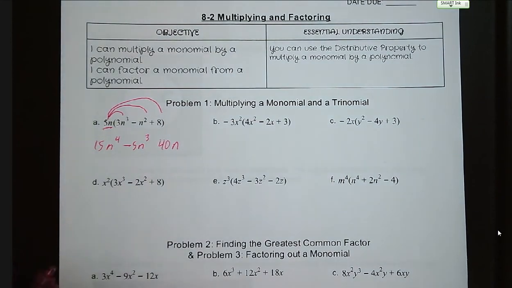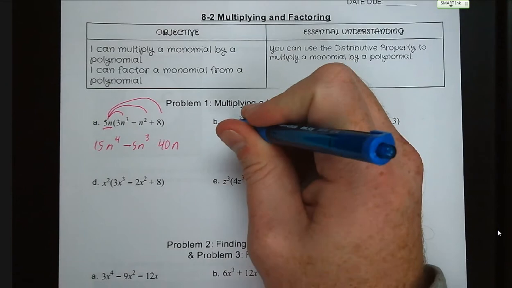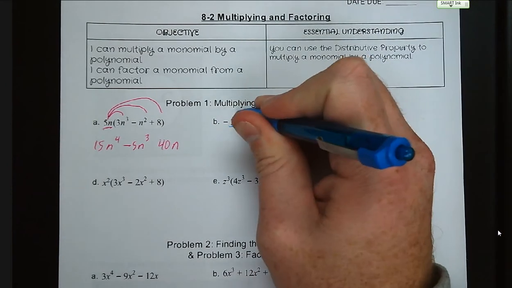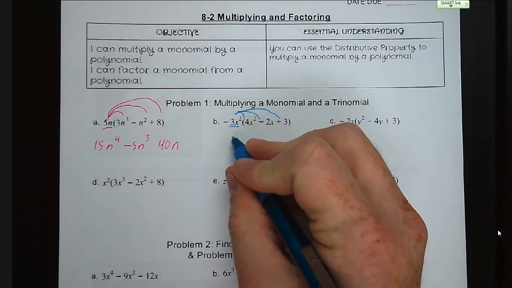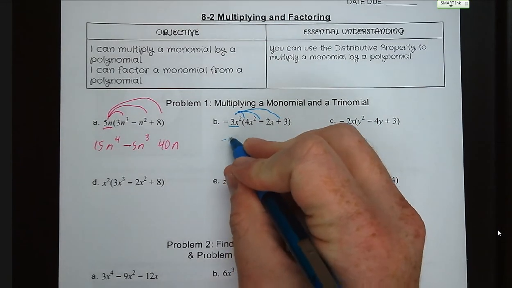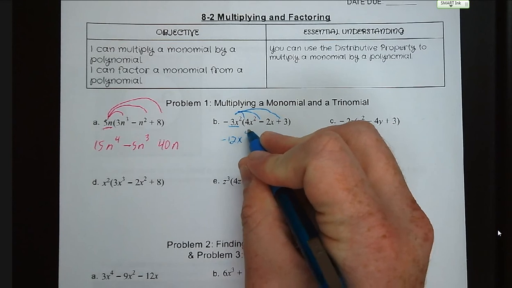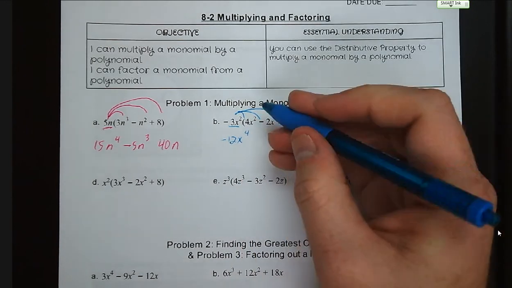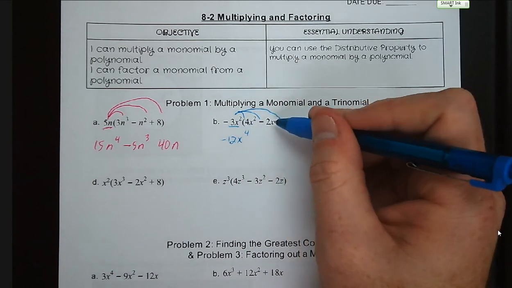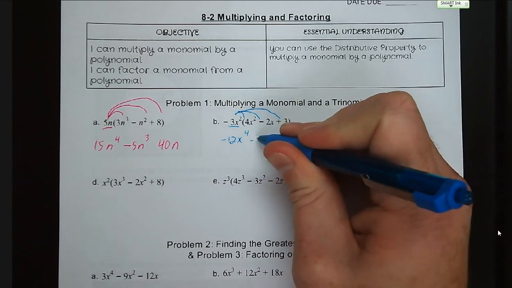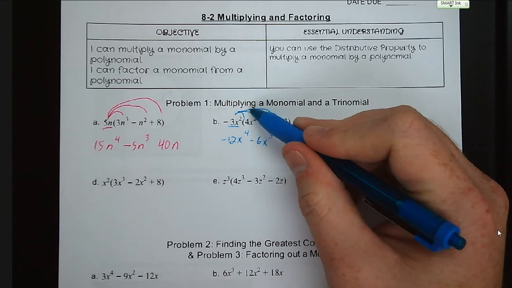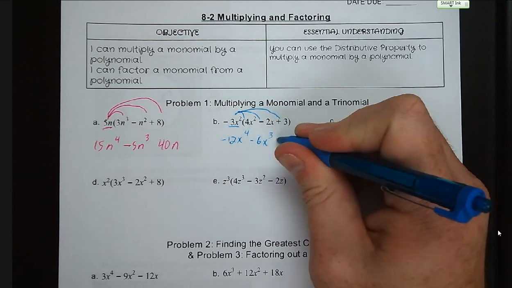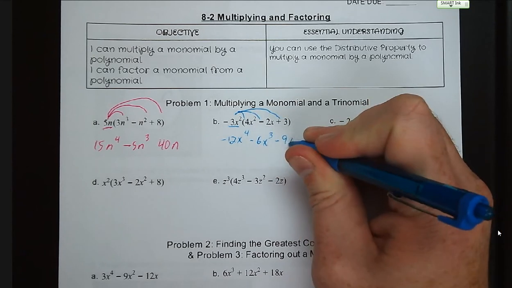Okay. Letter B, we're distributing negative 3x squared to each of our three terms. So negative 3 times 4 is going to be negative 12x to the fourth. Negative 3x squared times negative 2x is minus 6x cubed. And negative 3x squared times 3 is minus 9x squared.